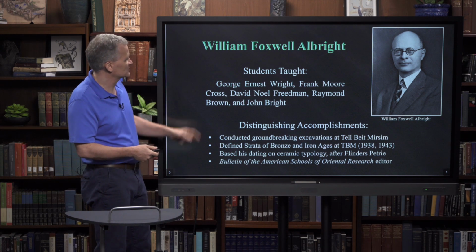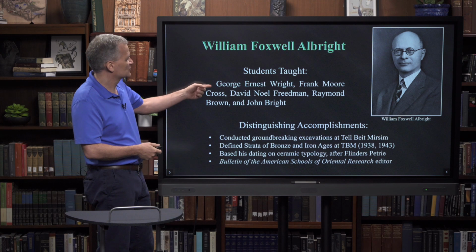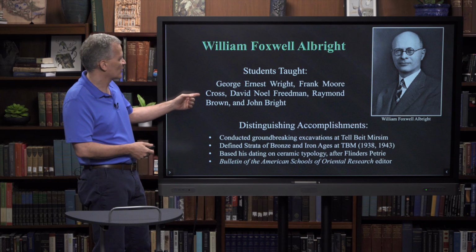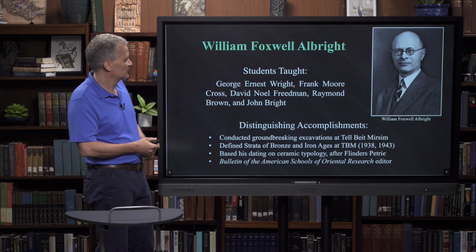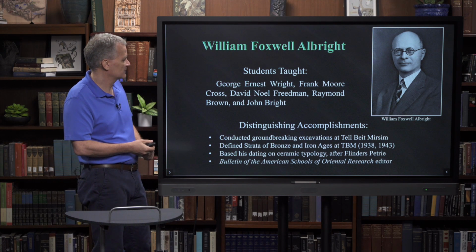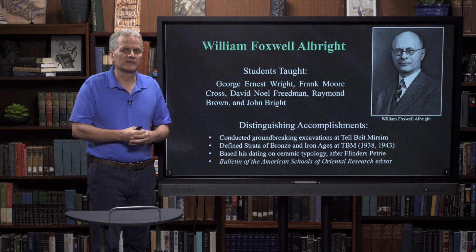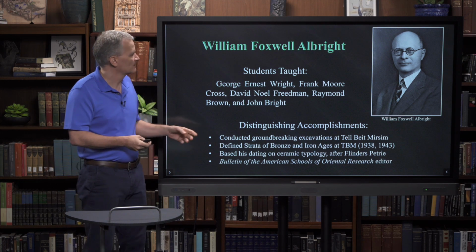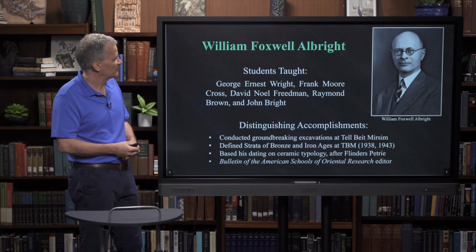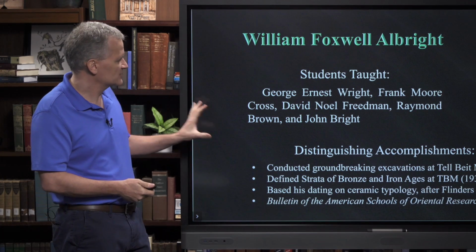And so his students, among them at least, are George Ernest Wright, Frank Moore Cross, David Noel Friedman, Raymond Brown, and John Bright. So all of these were luminaries in their own time in the field of biblical archaeology, and they were taught by William Foxwell Albright. So he's another important figure.